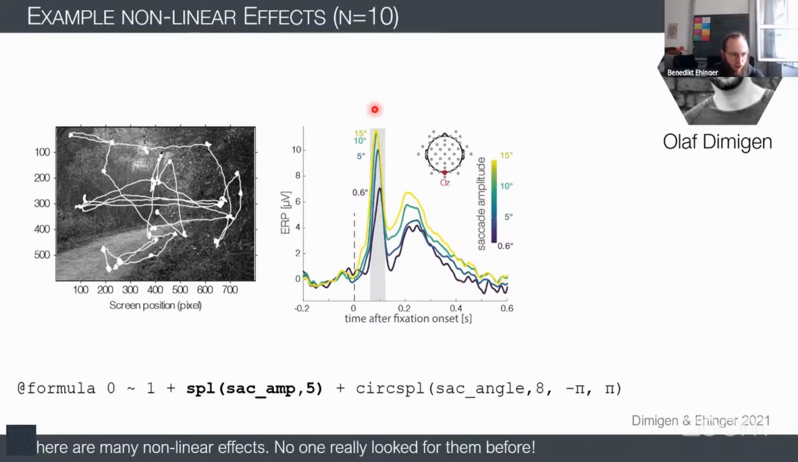And we were not the first ones to show this effect here. Other people have shown it before as well. So that seems to be something that's quite well replicable.